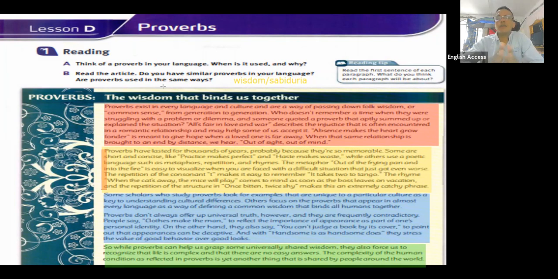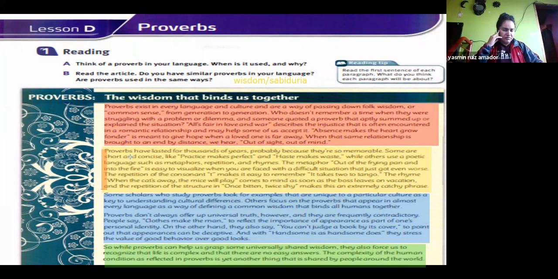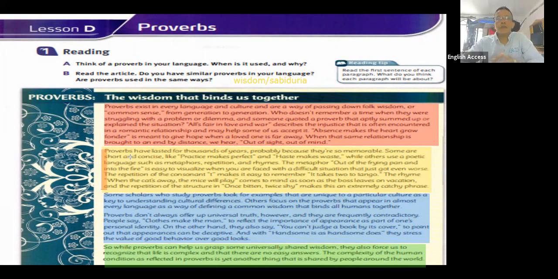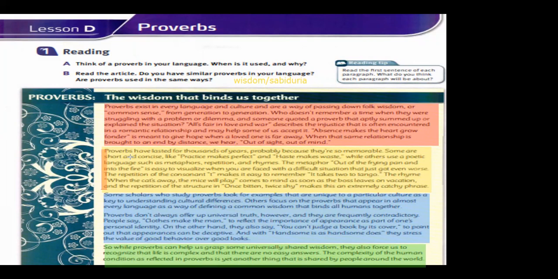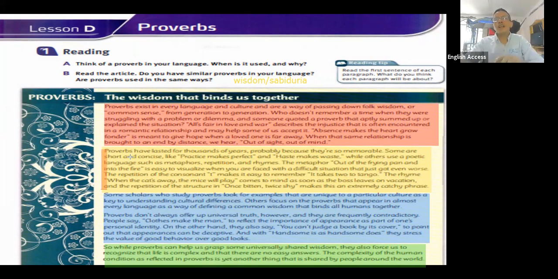Excellent. Okay, let me ask you something. What do you understand in general about this topic, about proverbs? Give me your opinion about what you read here. If I ask you now, what are proverbs? What would you say? Now you know what a proverb is. Let's see, you're the teacher. Well, let's role play. Tell me, what is a proverb?